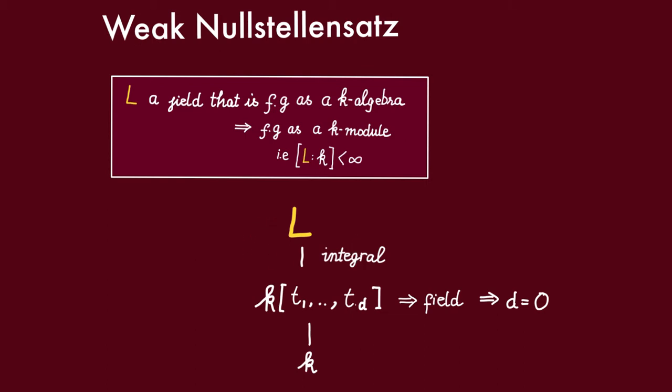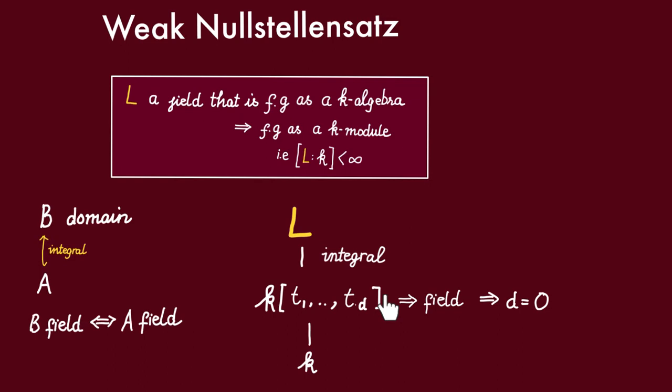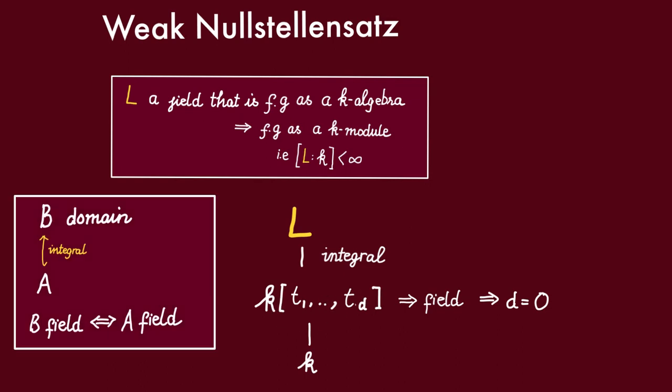Now coming back to our theorem, we suppose that L is a finitely generated k-algebra that is also a field. So from Noether normalization, we know that L is integral over some polynomial ring. Now, as L is a field and this extension is integral, this polynomial ring here must also be a field. That is a theorem from commutative algebra.